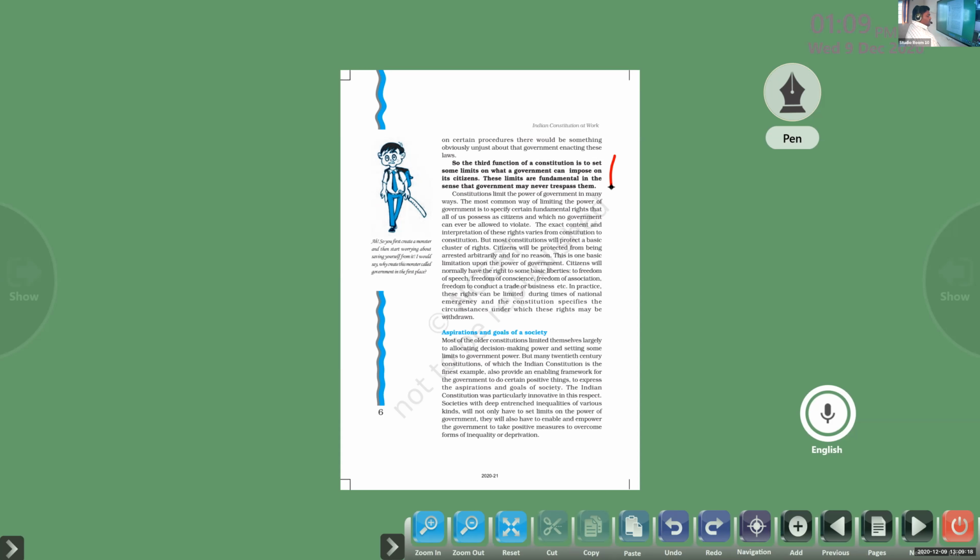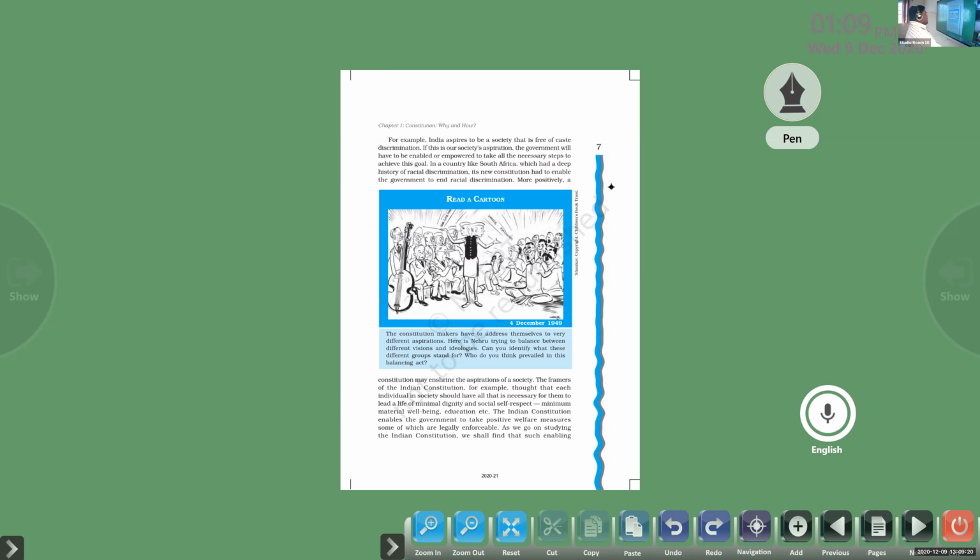Okay, next one, we know that there are a number of aspirations for the people. So it is the responsibility of the government to fulfill such aspirations. In the Constitution we are able to see some provisions that are directing the government to do something for the people or for creating a welfare society.